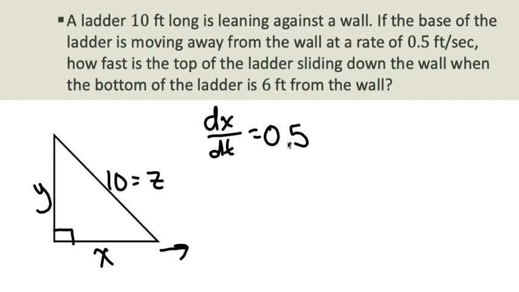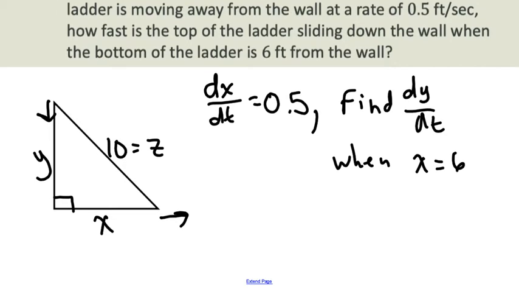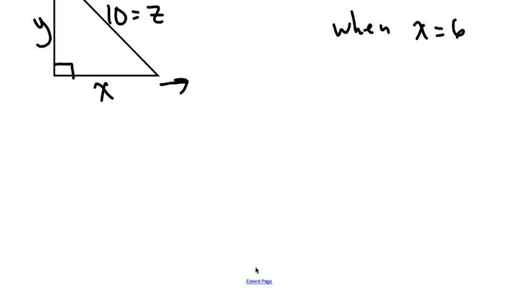How fast is the top of the ladder sliding down? So this is sliding down, so we need to find dy dt when the bottom of the ladder is 6 feet from the wall. So that's x is 6. All right, so we can start here.